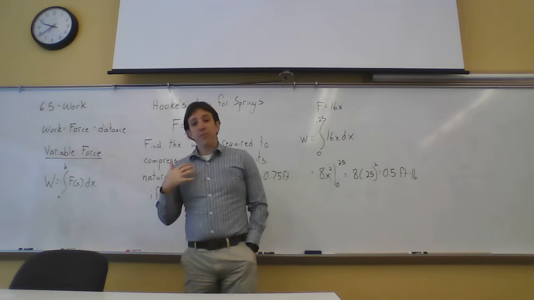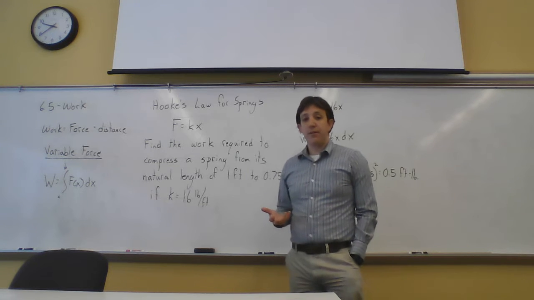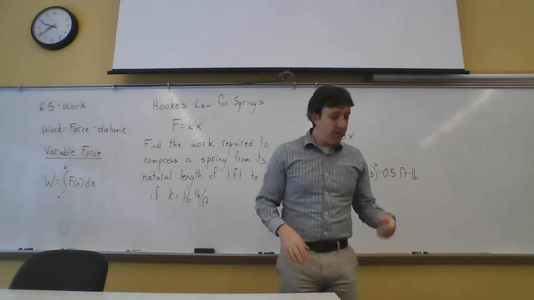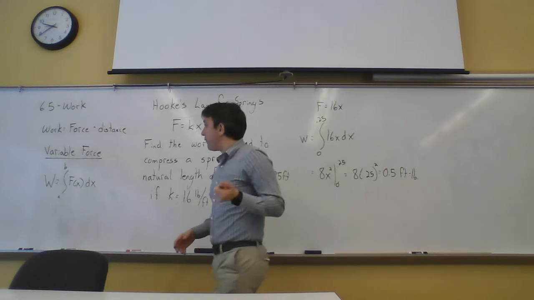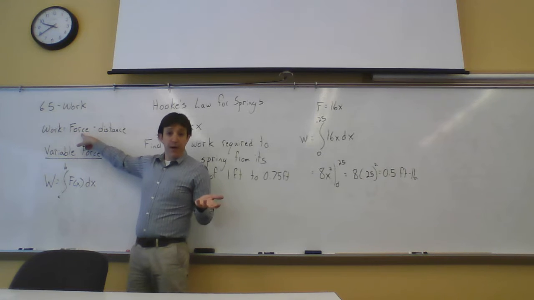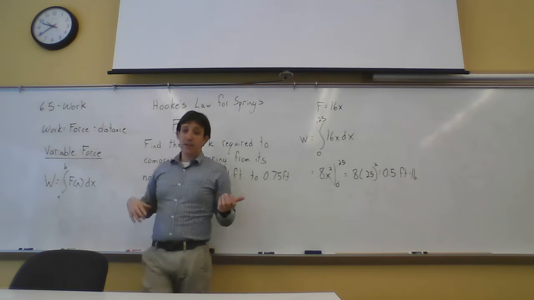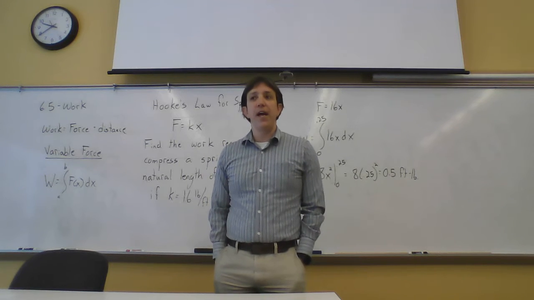And so that's a really easy problem as long as the force is constant. If you have a 20-pound dumbbell and you pick it up off the floor and you bring it to a height of 4 feet, the work would just be the force, or the 20 pounds, times the distance of 4 feet, and you get work of 80 foot-pounds.